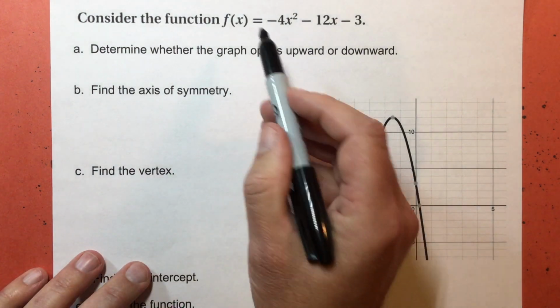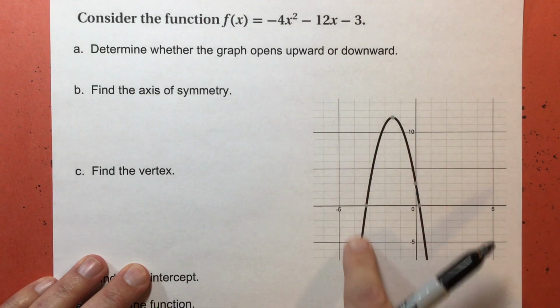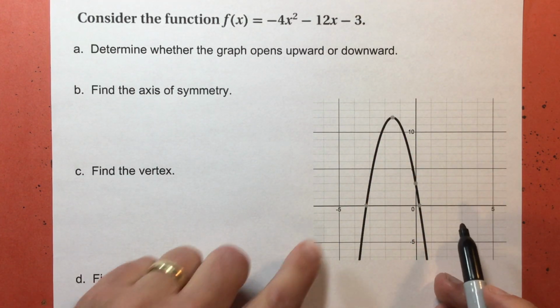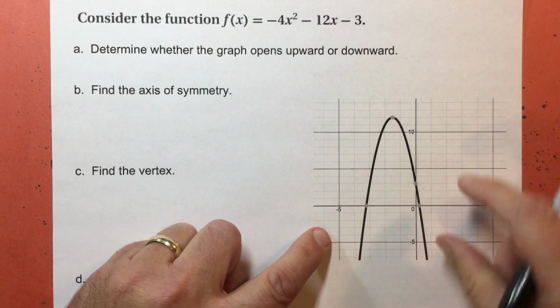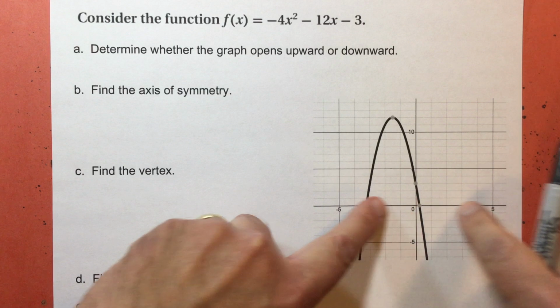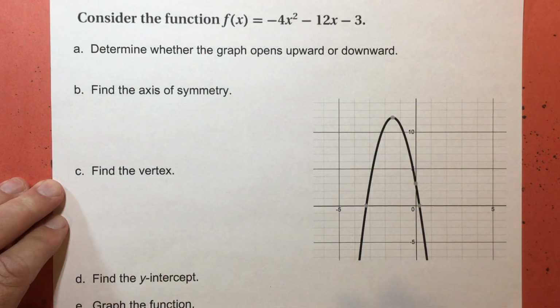New function. f of x equals negative 4x squared, subtract 12x minus 3. This is the graph of that function on Desmos. And notice also, I did one thing on Desmos. It looks like from here to here is 10, but from here to here is 5. I did that. I spread it out a little bit more so it'd be a little bit easier to see. I just want to draw attention to that.